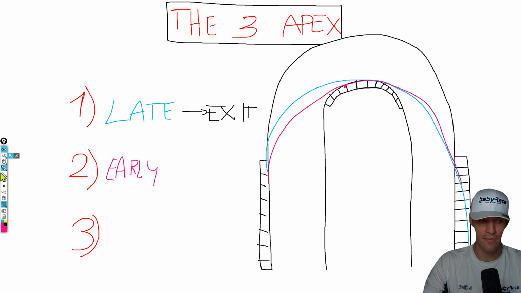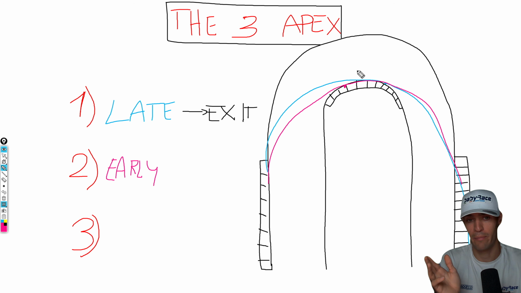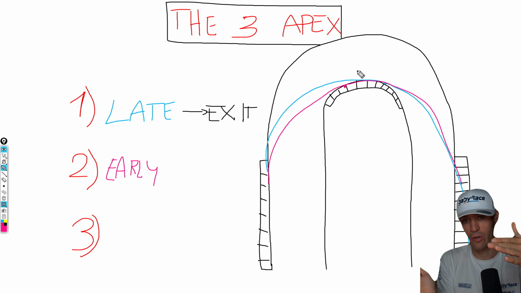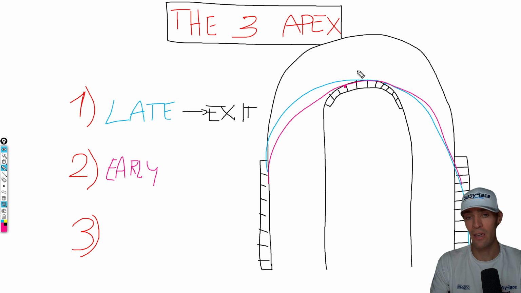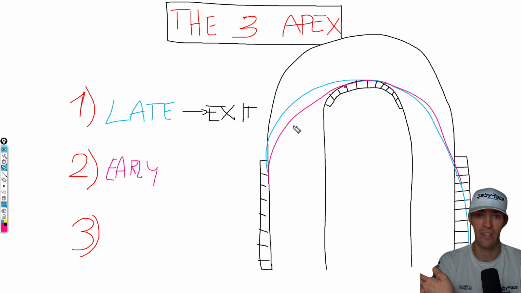In Zandvoort turn one there's so much banking on the inside. If you have not heard about banking, it's like negative banking. It basically hooks you and turns you in, and you have way more grip. So what used to work a lot was to turn in early and catch the banking, even though that wouldn't make sense in a flat corner.